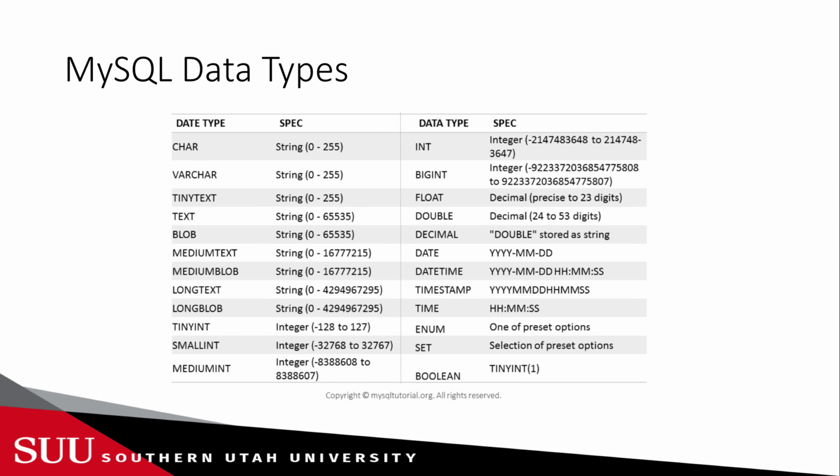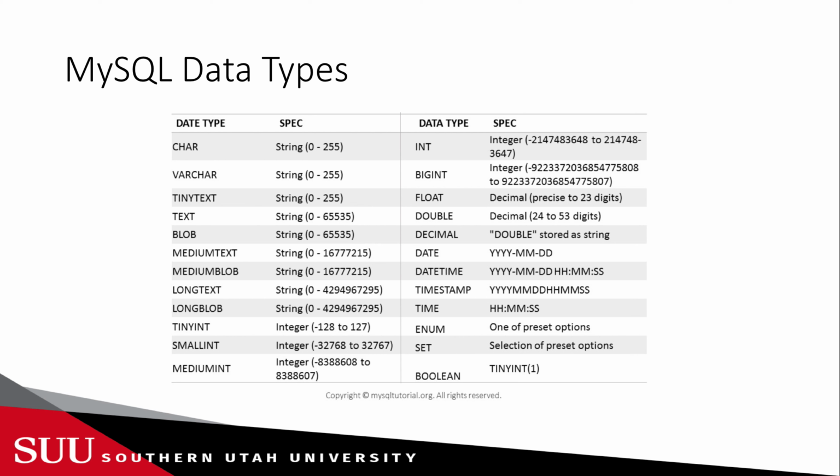Then we have date, date time, timestamp, and time. Those are all for date and time. Now date is going to hold the date in the following format: 4 digits for the year, 2 digits for the month, and 2 digits for the day, as we have seen when we looked up some dates in our select queries. You have date time, which is going to save the date and time. Again, the same format for the date, but then you have 2 digits for the hour, 2 digits for the minute, and 2 digits for the seconds.